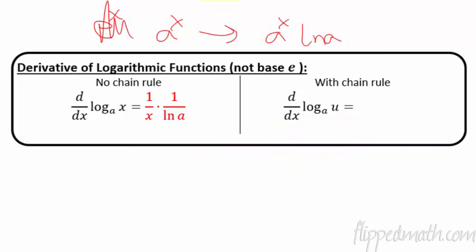All right, what about chain rule? We have 1 over u, so 1 over blah, blah, blah, times 1 over natural log of a. So hopefully you could have figured that out because it's the same thing as here.